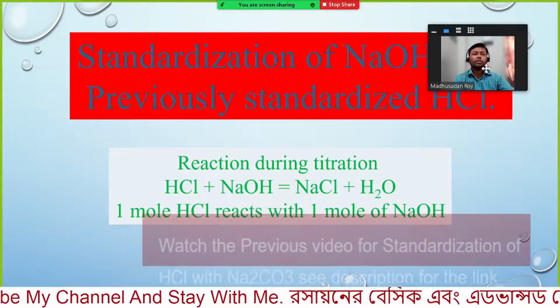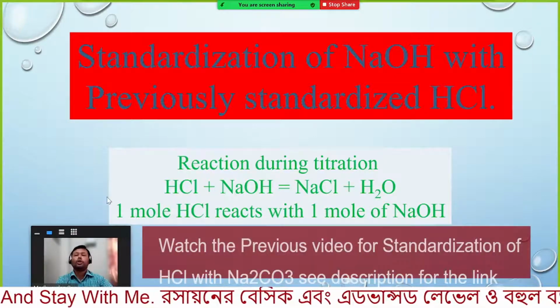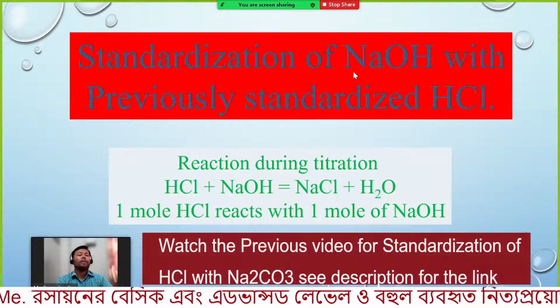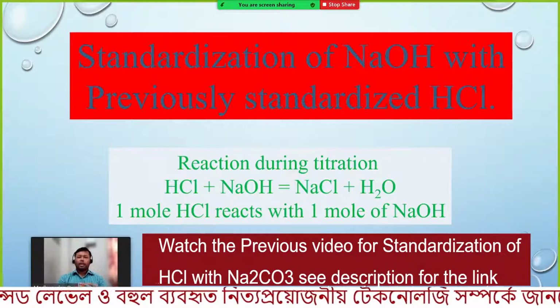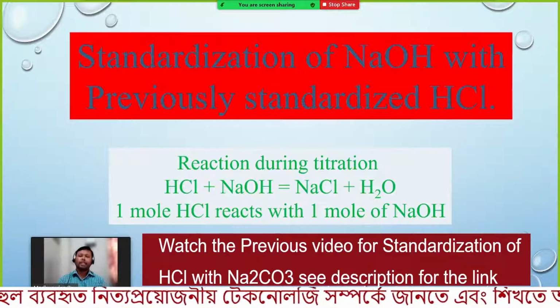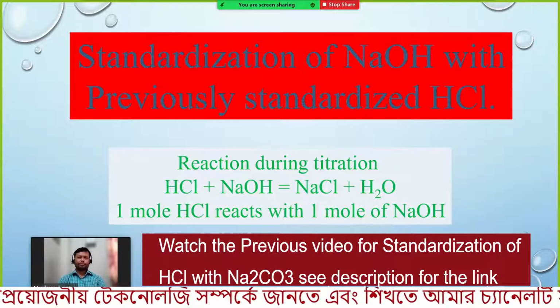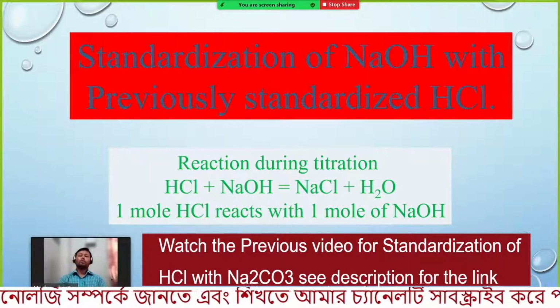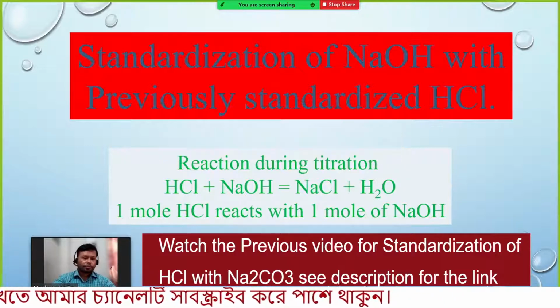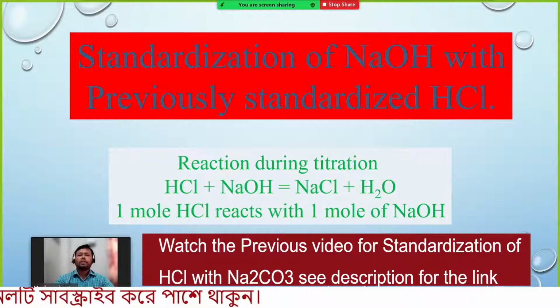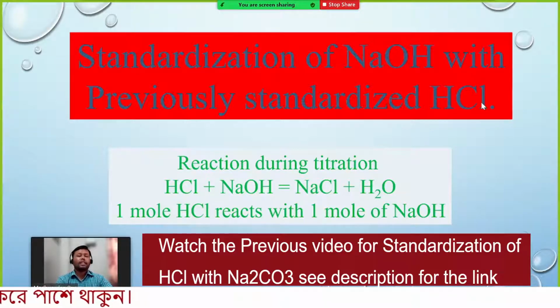Now we will use the standard hydrochloric acid solution to standardize sodium hydroxide, because in our previous experiment we have already determined the concentration of hydrochloric acid. So when we want to standardize sodium hydroxide, we have to use the previously standardized hydrochloric acid. Therefore we are using the previously standardized hydrochloric acid to determine the concentration of sodium hydroxide.